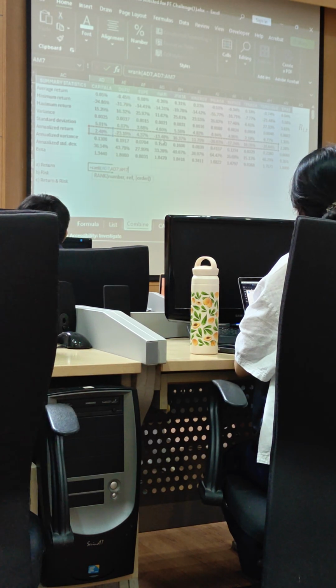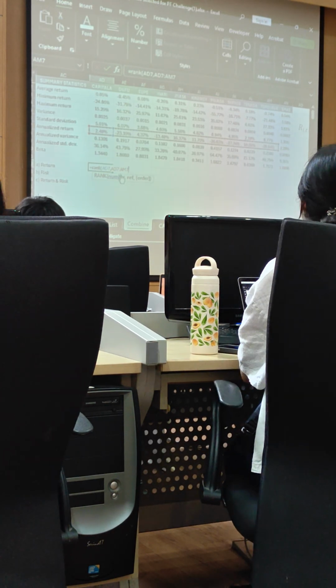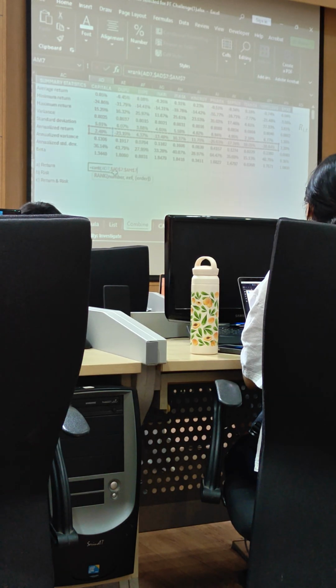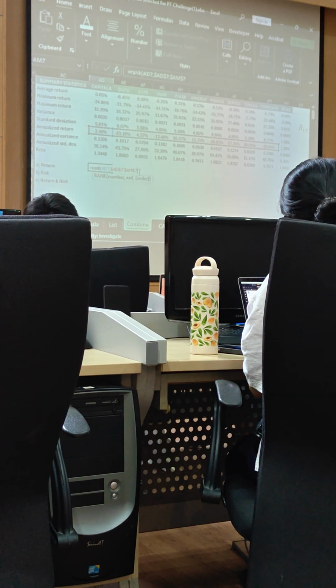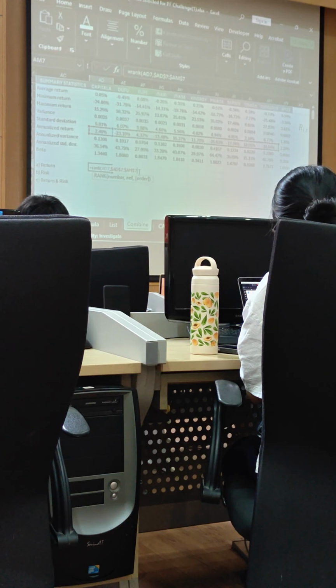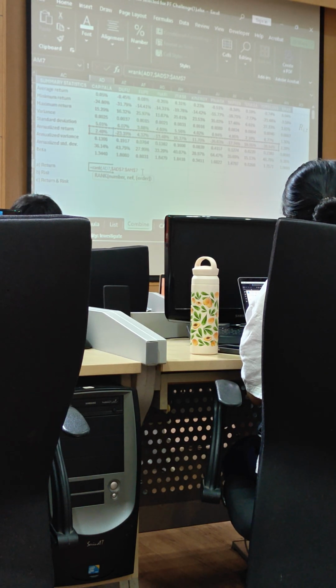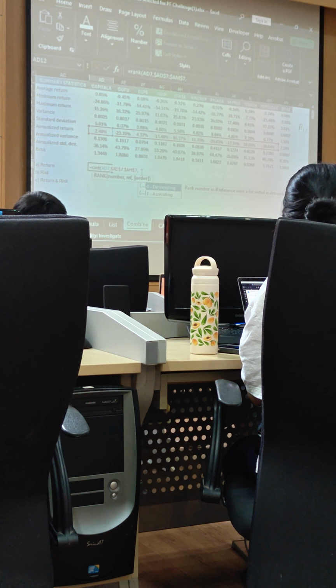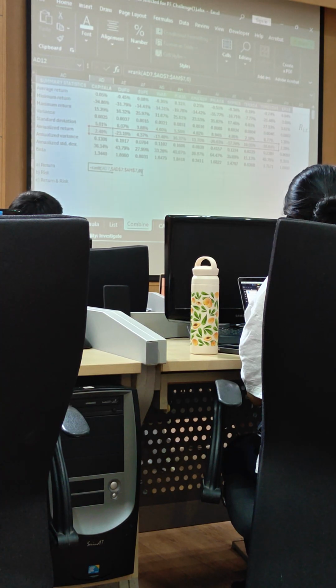And then we're going to fix this. Okay, fix the reference, then we need to put dollar signs. Okay? Shortcut for dollar signs is you just have to press F4 on your keyboard. Okay? And then order, you just leave there because you know that those with the lowest return will get the lowest rank, but the highest return will get number 1. Okay, so just put 0 and then enter.